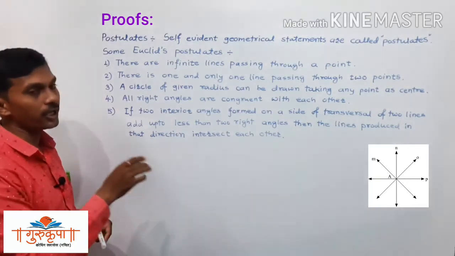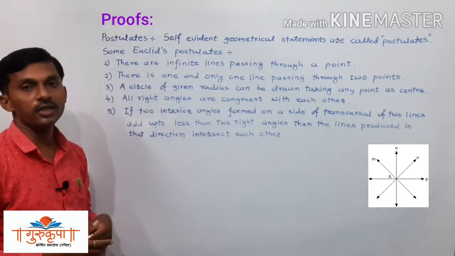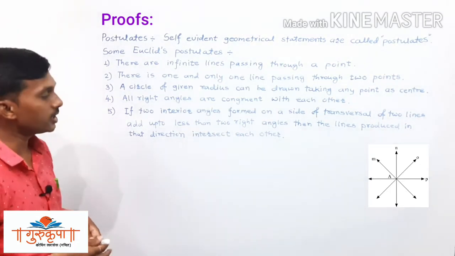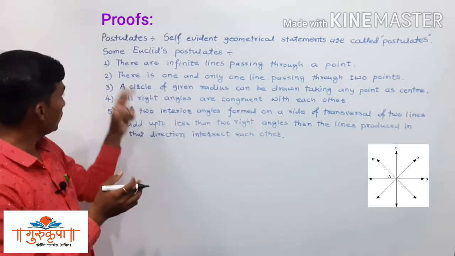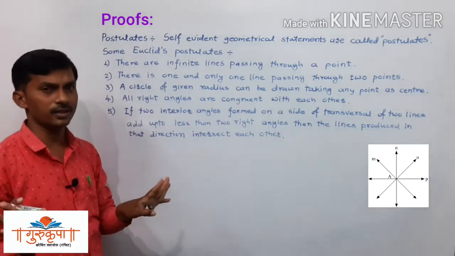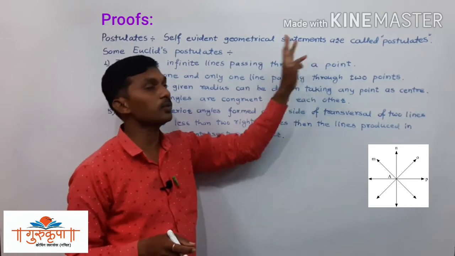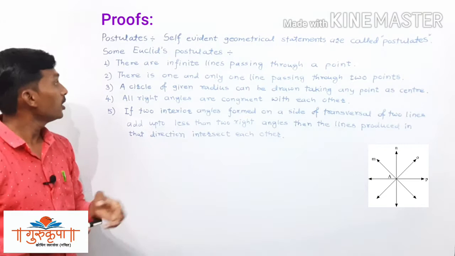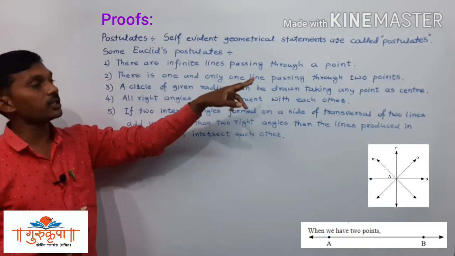If we take a point and draw lines passing through that point, then we are able to draw infinite lines passing through that point. That is the first postulate, very easy and too simple. We can draw infinite lines passing through a point. Then we have the second statement: there is one and only one line passing through two points.